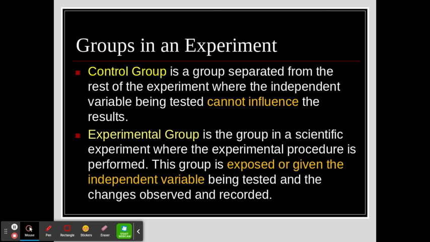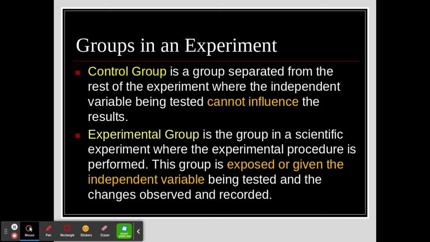It's the group without the independent variable. So in the example with the plants and all the different colors of light, the control group's going to be a group without light. So you're going to put a plant somewhere dark without any sort of light, not white light, not green light, not purple light, whatever it may be.